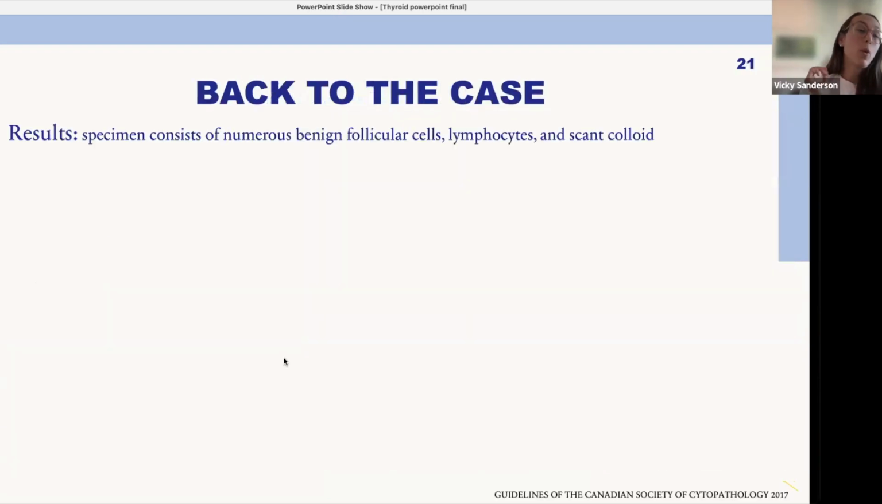So we go ahead and order that fine needle aspiration. It's reasonable to do. This is a fairly common and very reassuring result to get. So we have numerous benign follicular cysts, lymphocytes, scant colloid material. That word benign is usually a very good thing. We don't have to worry about it.